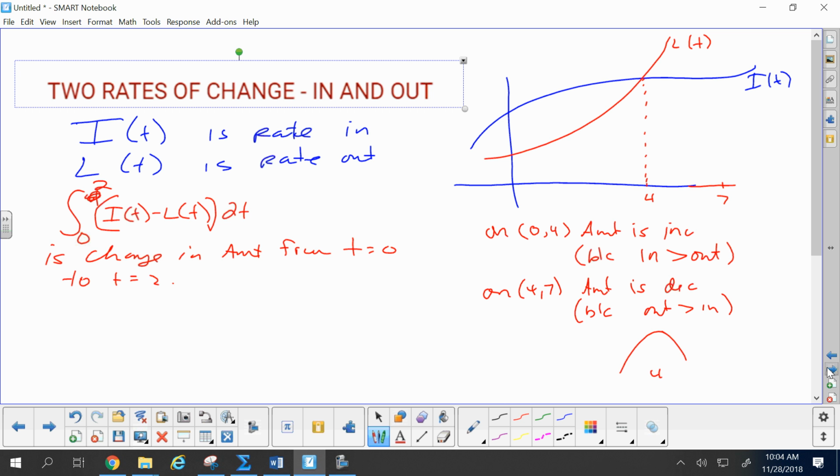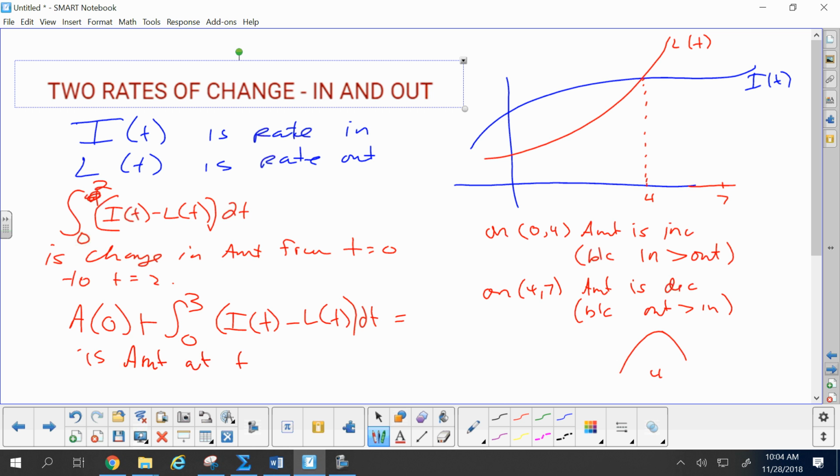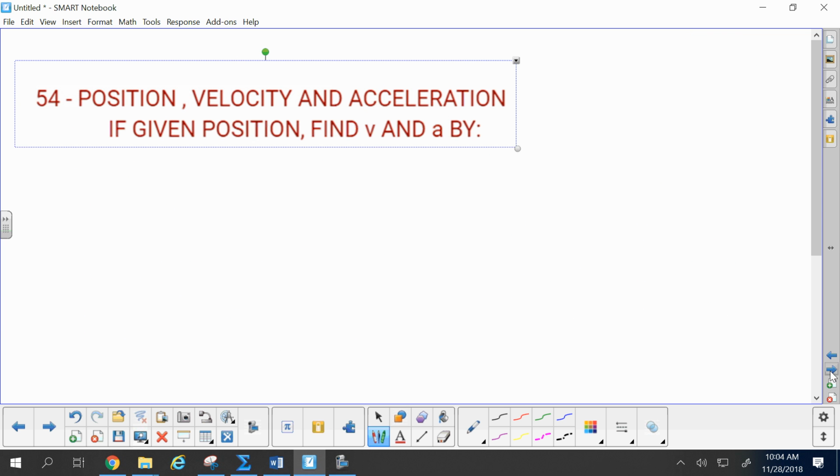What if I asked you this? Amount at 0 plus the integral from 0 to 3 of I minus L. What does that represent? Okay, the amount at 0 means the starting amount. What's the change in the amount? Is it the total amount, the ending amount, or the amount at time 3? Okay, start plus change gives you the amount at time 3. All right, that is good.